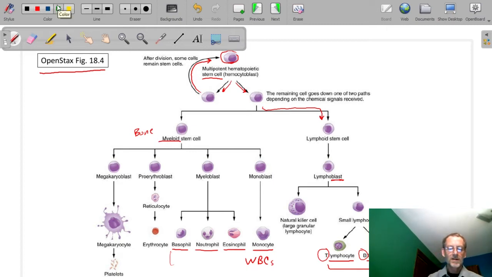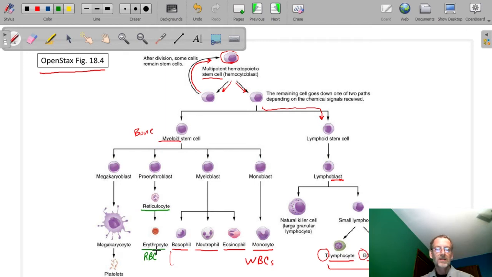The other cells that can form, back up to the top, you can go down this pathway and we have a proerythroblast, and then we have a reticulocyte. I would like you to remember reticulocytes. They are immature red blood cells, so when they complete their development, they will be an erythrocyte or an RBC.